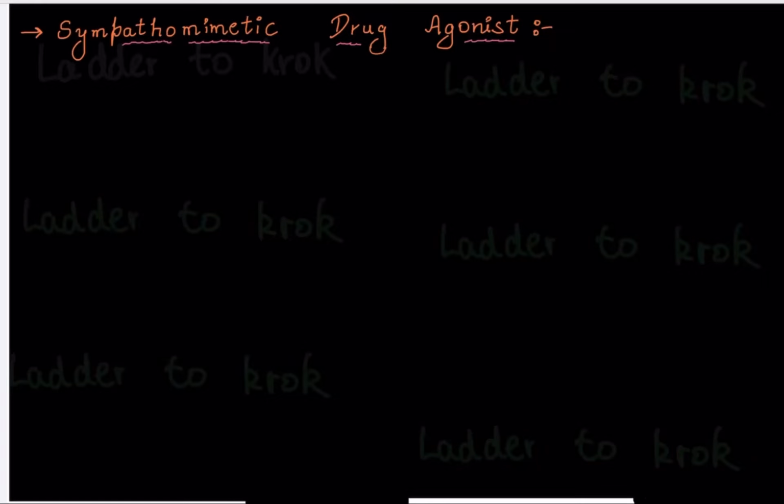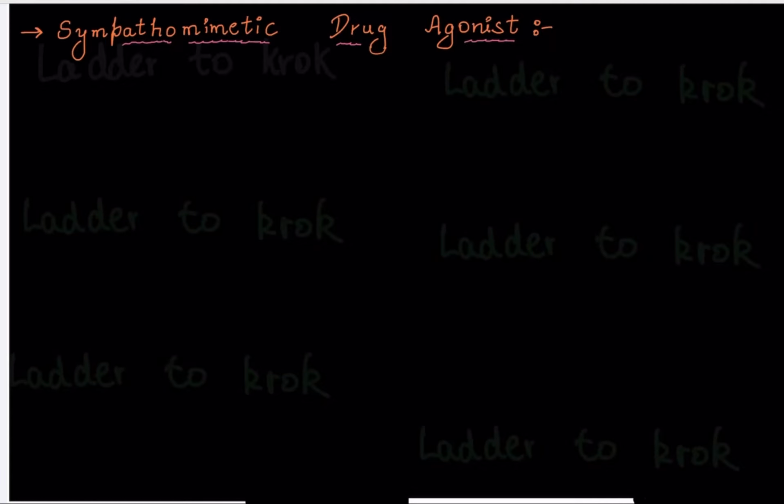Hello guys, now we are going to discuss sympathomimetic drugs. Agonist means those drugs that will activate the sympathetic system. And what are antagonists? Antagonists are those drugs that will decrease the norepinephrine, as we already discussed in our previous video, drugs which will decrease the norepinephrine in the synapse. So now let's discuss agonists.